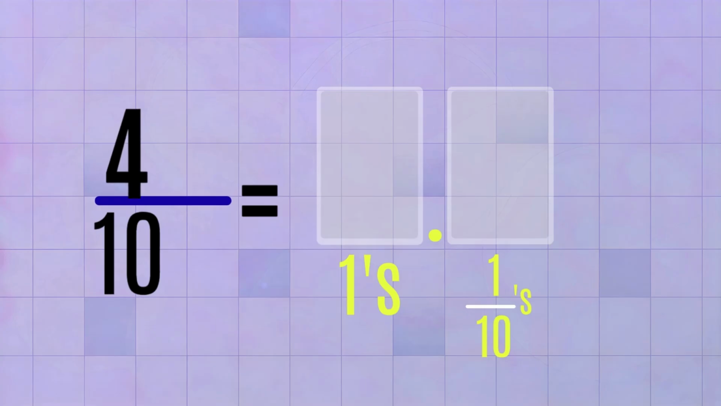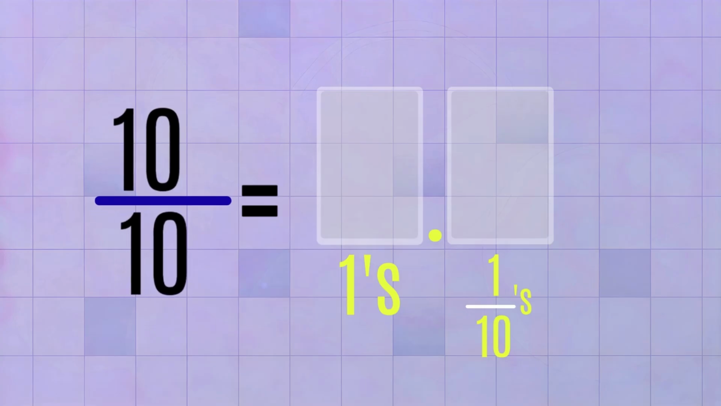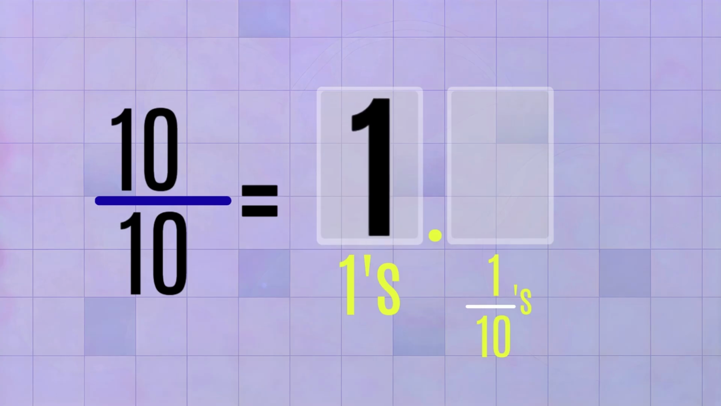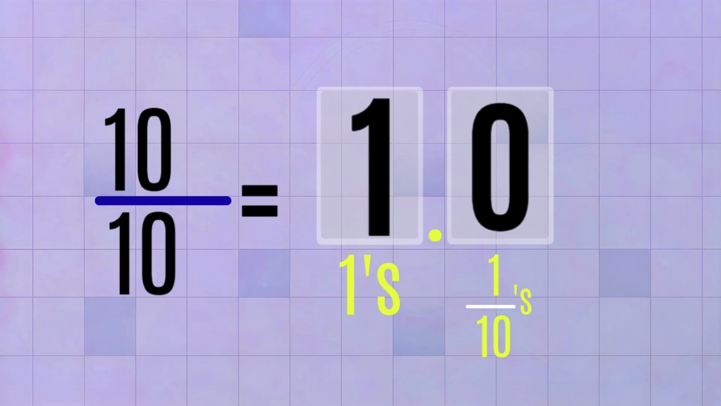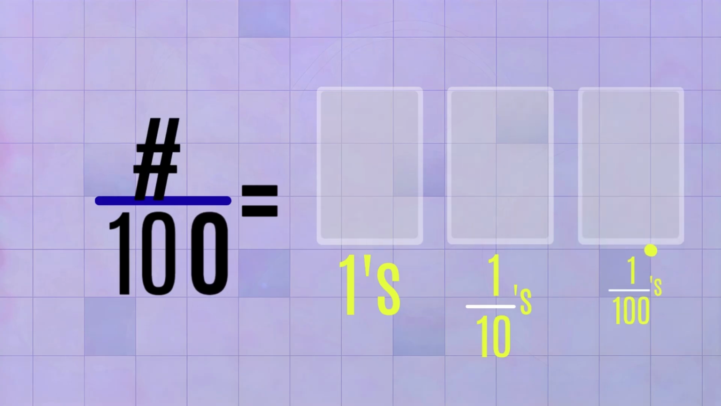So, what about 10 over 10? Remember, the bottom number 10 means the whole is cut into 10 equal pieces. The top number 10 means we took all of them. You now have one full thing. Everything comes together to make one whole. That's why 10 over 10 equals 1. See? Tenths are easy. Now let's move to hundredths.